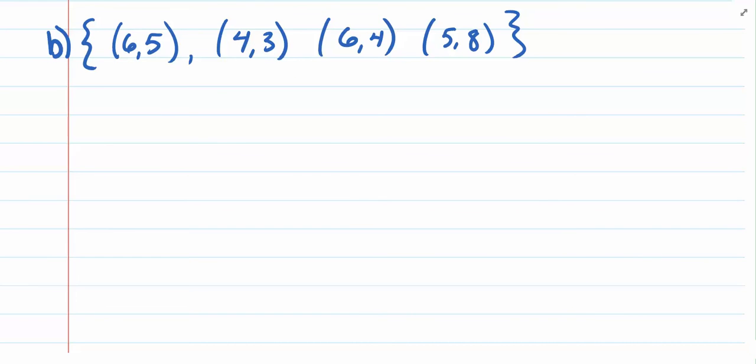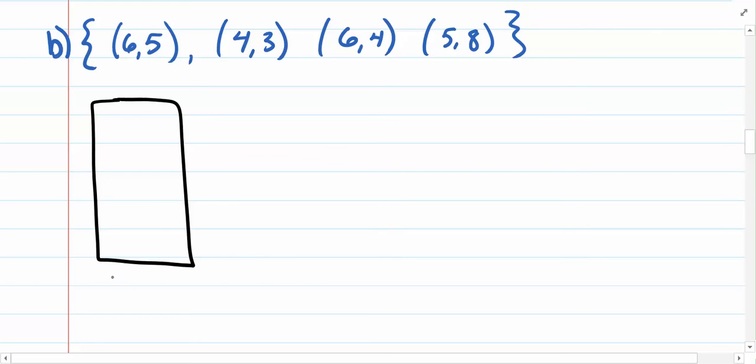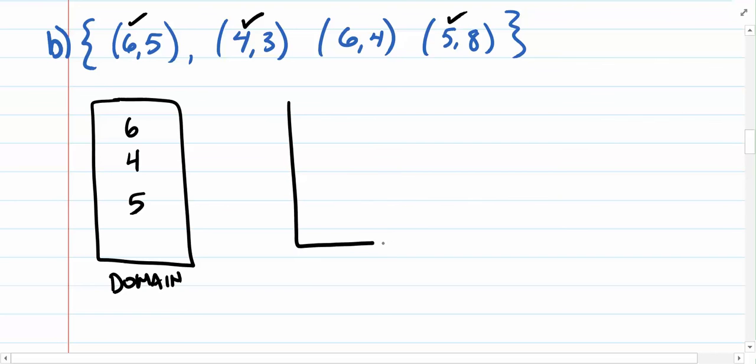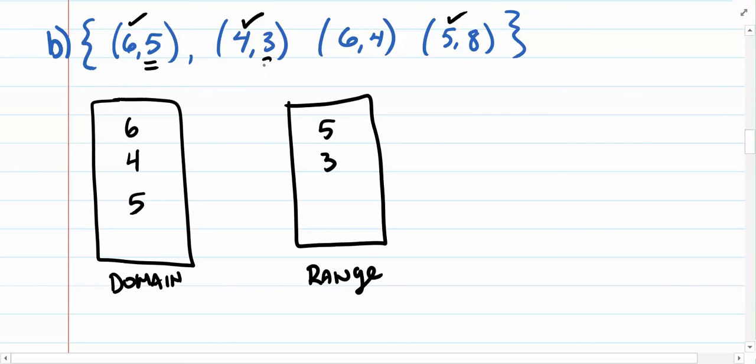Here is example B. We'll do the same thing. So over here on the left, I'll use a mapping diagram. I'll put my domain, all the x values. I have a 6 from here, a 4 from right there, another 6, but I don't need to put it in there, and then I have a 5. Okay, and then I will put the range over here. The range is going to be the number 5, which comes from here, the number 3, which comes from here, the number 4, which comes from here, and then the number 8, which comes from here.